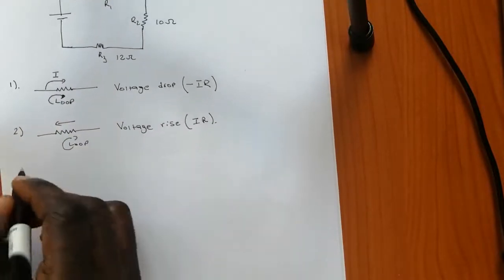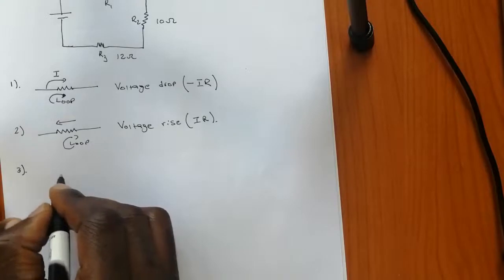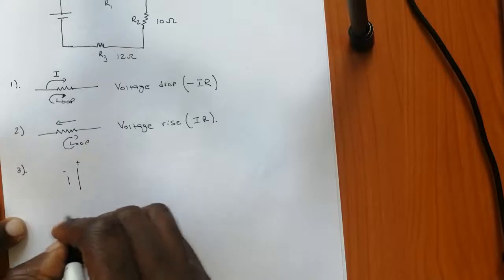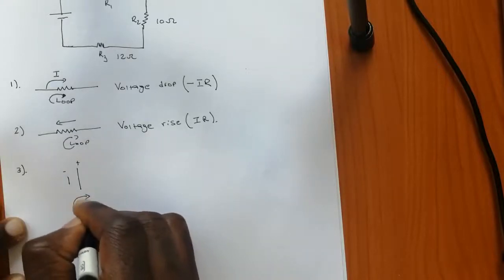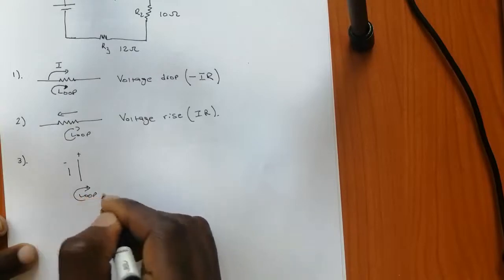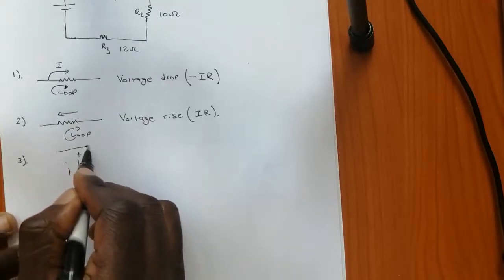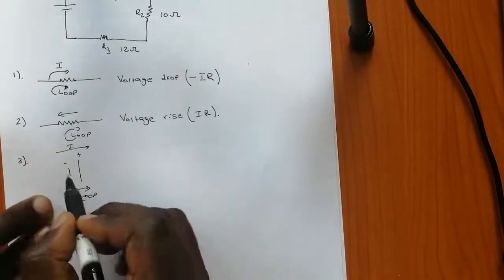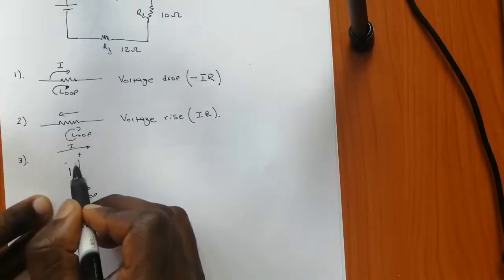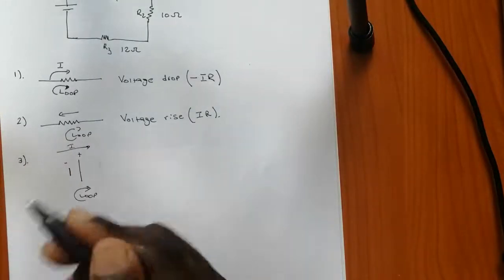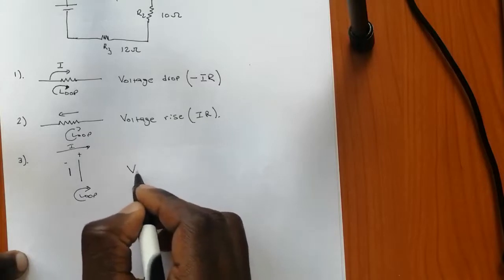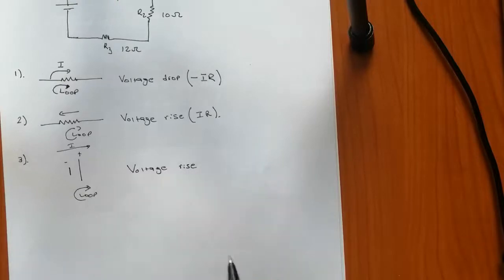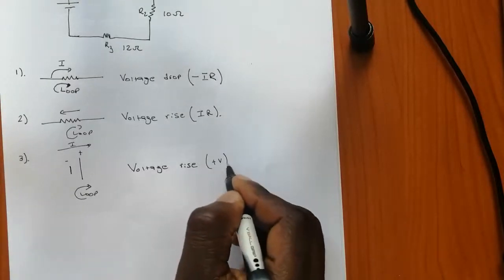And also, if you have a battery, the negative and the positive, your loop is in this direction and the current is in this direction. So both the loop and the current are in the same direction and you are moving from the low potential to higher potential. It's more like you're charging up the battery, therefore you will have the voltage rise, which is positive V.